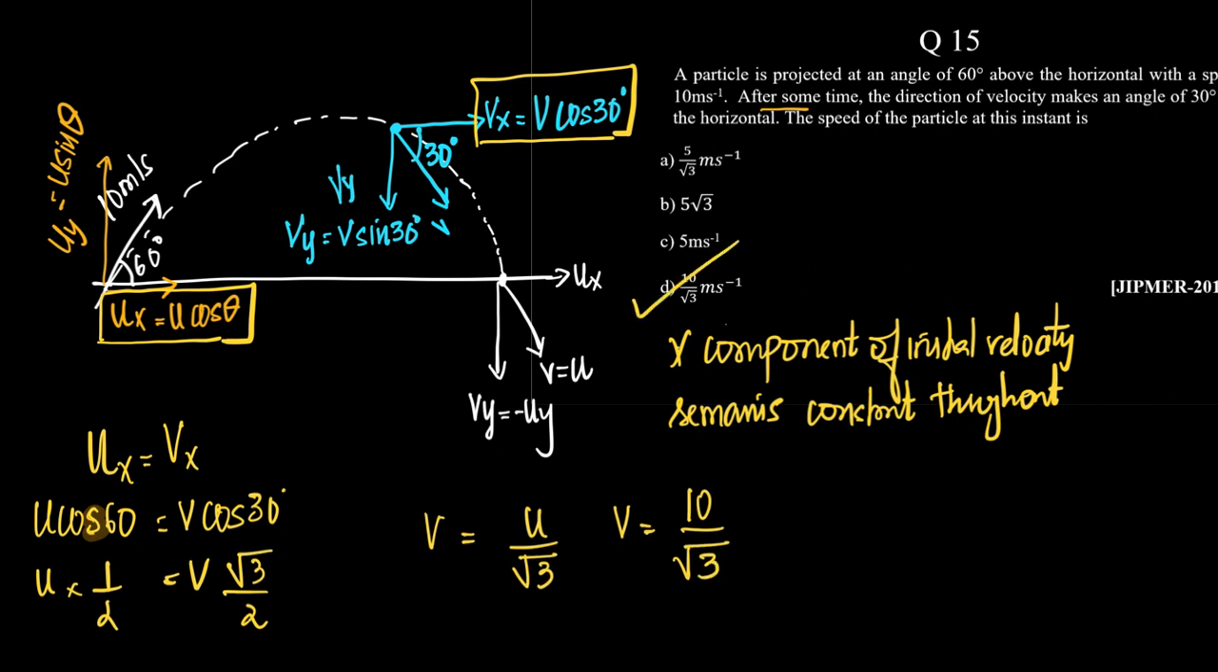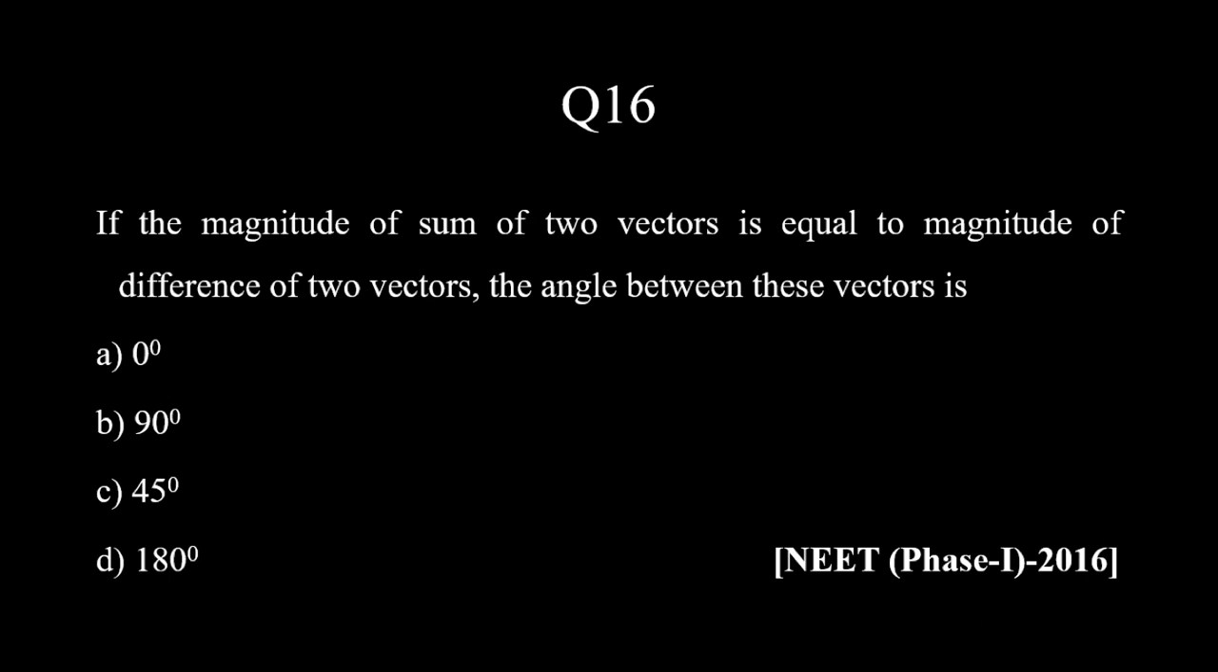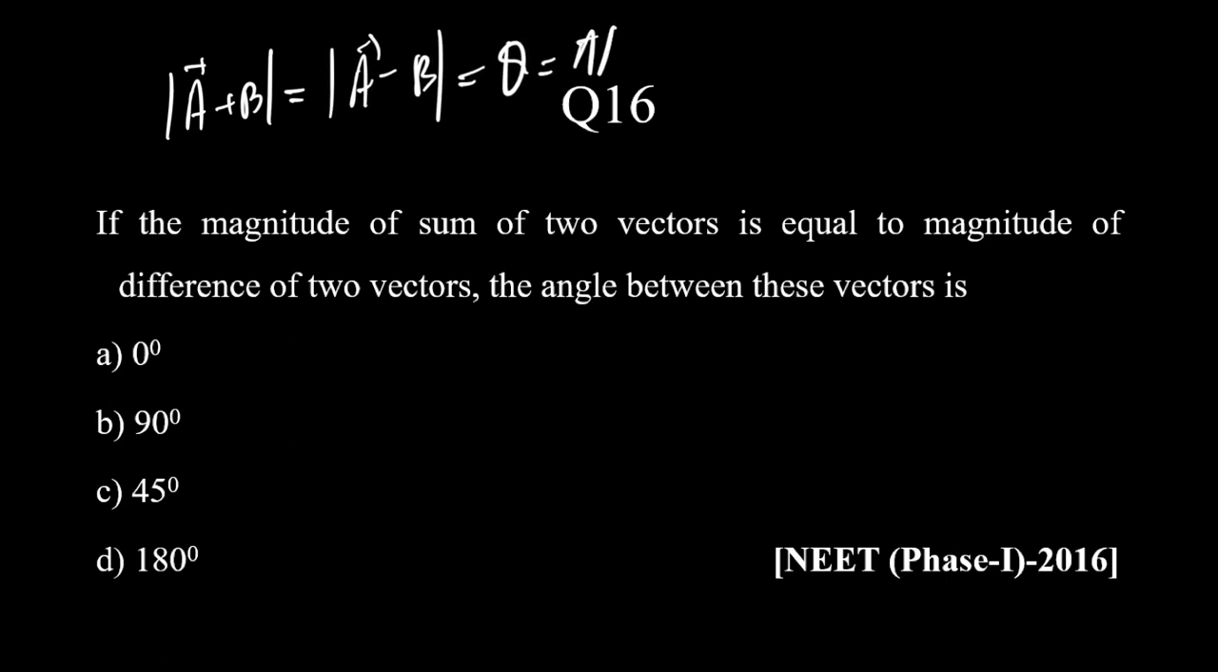If the magnitude of the sum of two vectors is equal to the magnitude of the difference of two vectors, the angle between the vectors is... See, this is something that we've been repeatedly telling in class time and time again, that it is very important to know the fundamental results. We have discussed this many times: if modulus a plus b is equal to mod of a minus b, then the angle between them is pi by 2, or 90 degrees. So the correct option is option B.